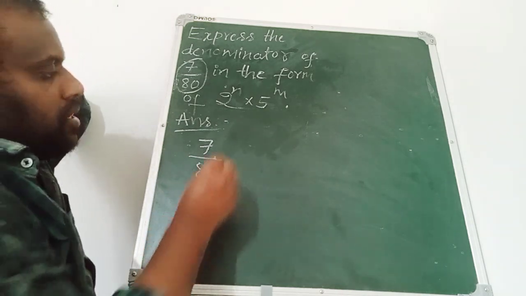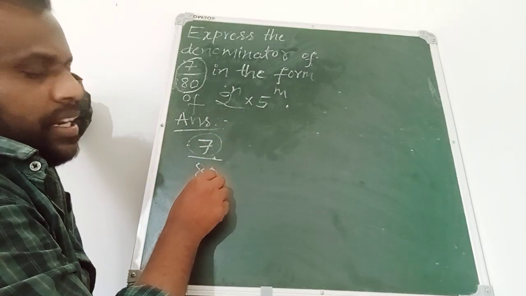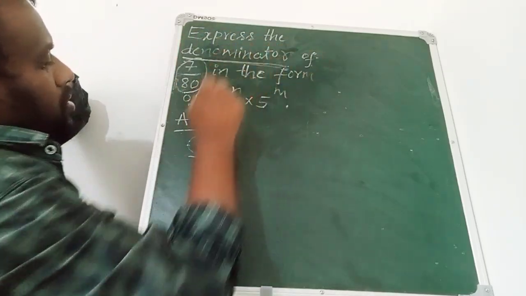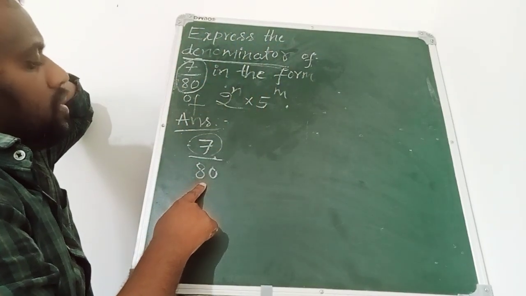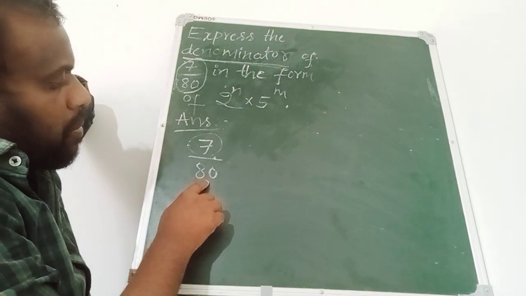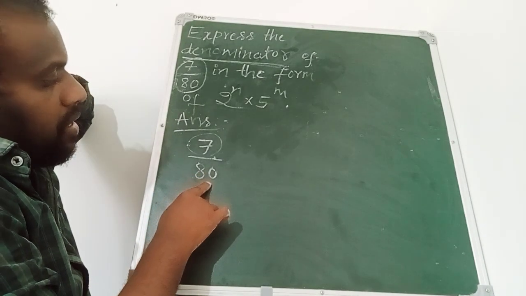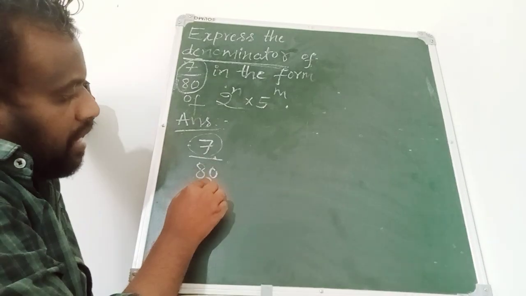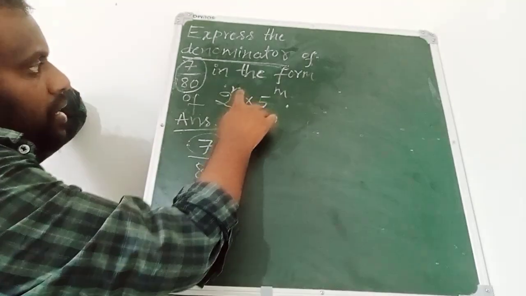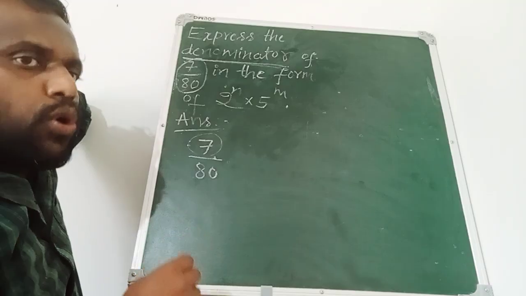This is a fraction. This 7 is the numerator. This 80 is the denominator. They are telling us we have to consider this denominator. We have to rewrite this denominator 80 in the form of 2 to the power n into 5 to the power of m. n and m are numbers, whole numbers.